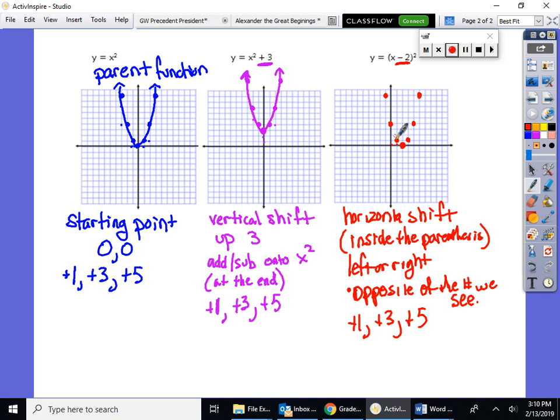So that's how we get our quadratic equation. It's just about looking at the different shifts: the vertical shift up and down, the horizontal shift left and right. And we will practice these tomorrow.